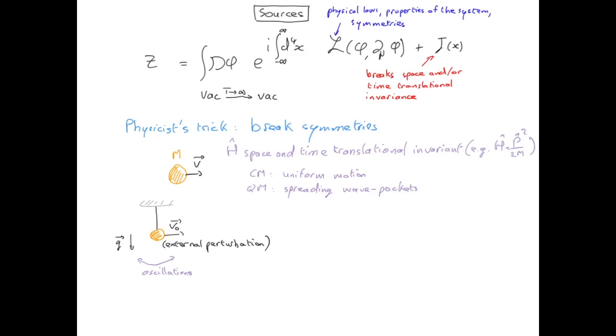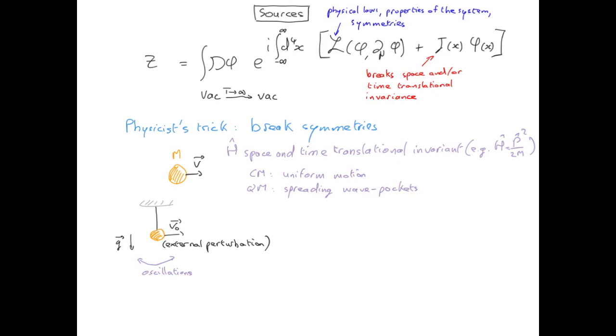But this is not enough, because by just adding the function j of x and integrating over space and time, we only add a constant to the action. And we know, for instance, in classical physics that because we require the action to be stationary, adding a constant will not change anything. So we need to add not only j of x, but also a function of the field. We will take the simplest function possible, which is just a linear function in phi.